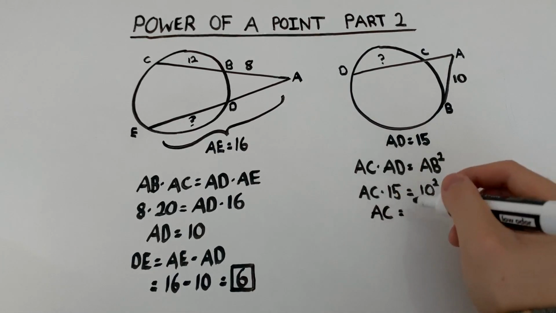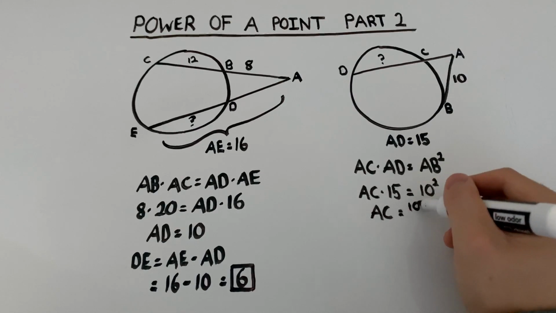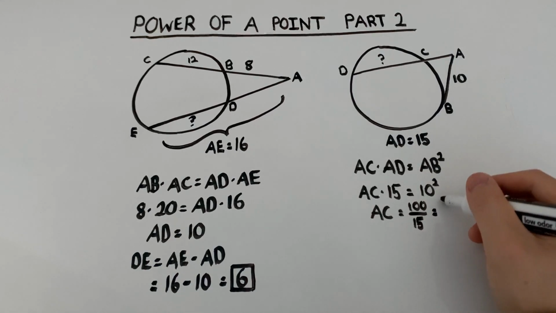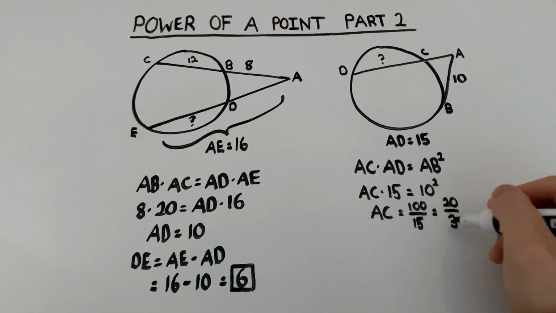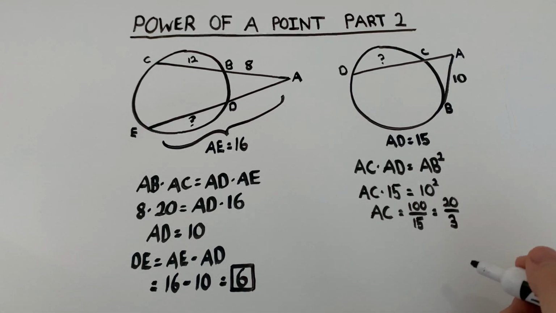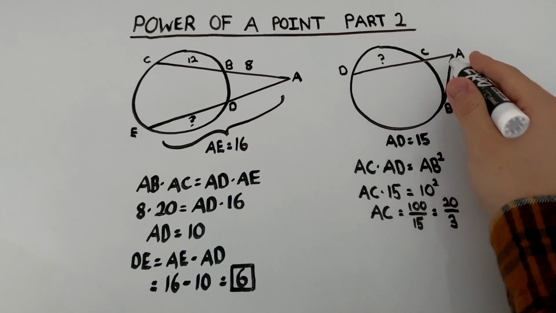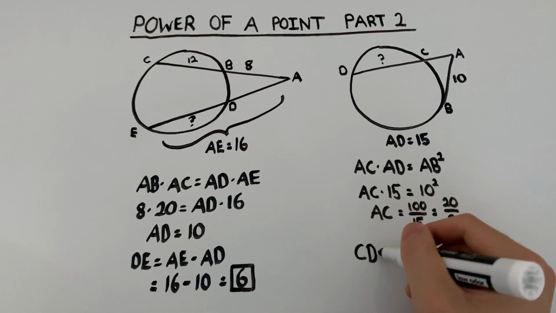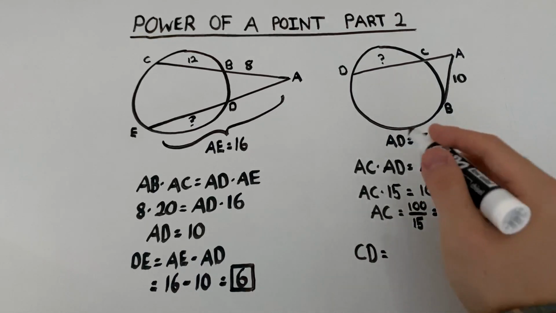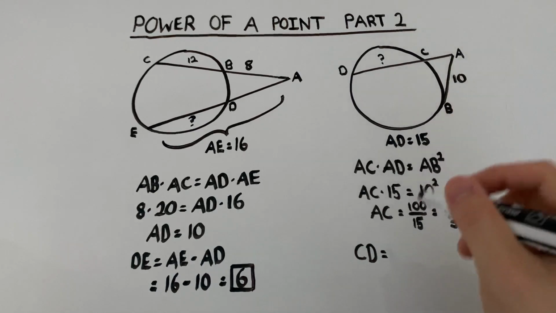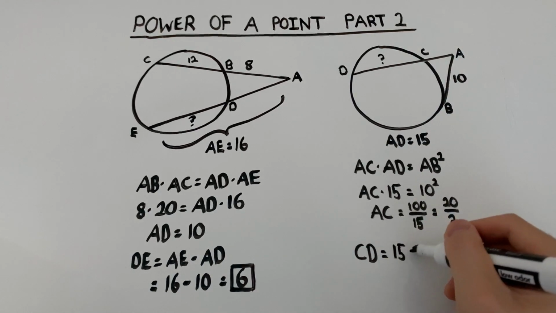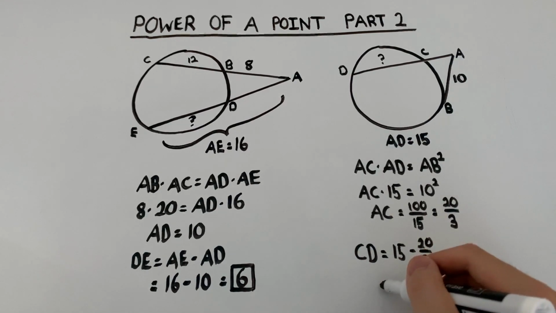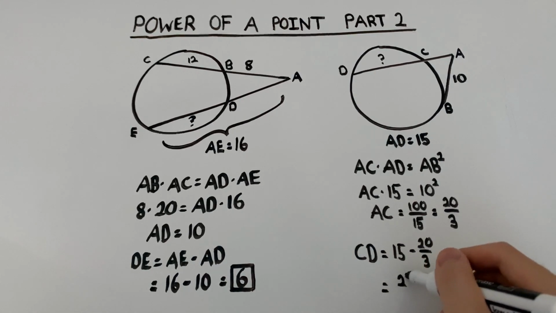So then we can find AC to be equal to 100 over 15, which is the same as 20 over 3. And once again, we're not trying to find AC, we want to find CD. And CD is just going to be AD take away AC. And 15 minus 20 over 3 is the same as 25 over 3.